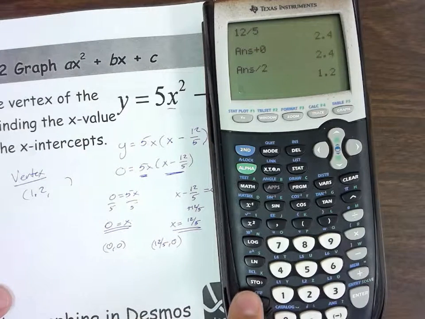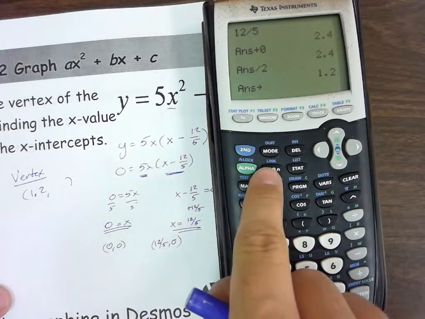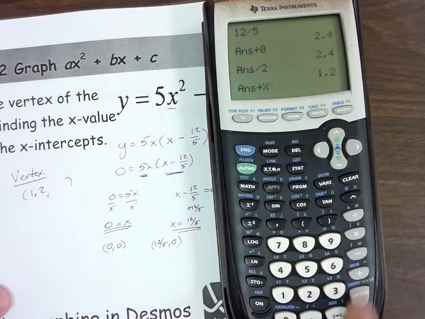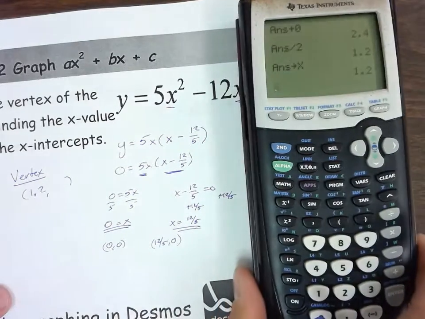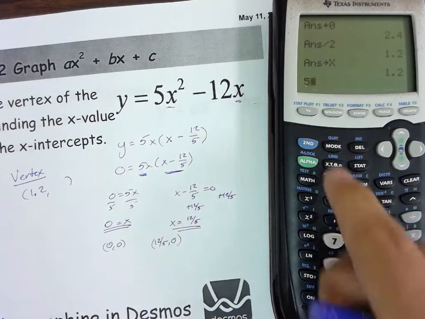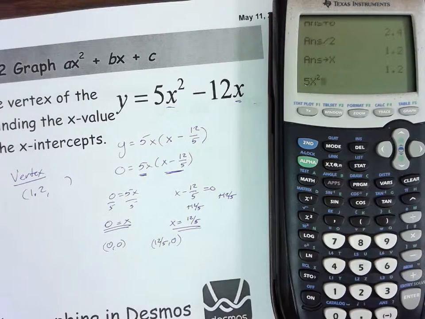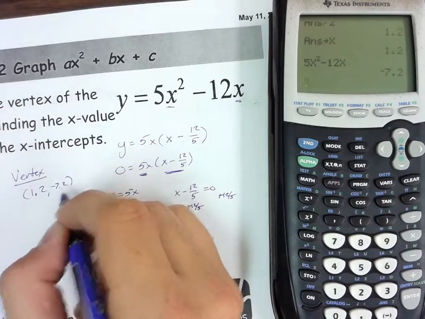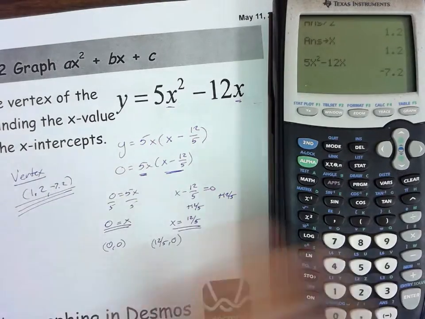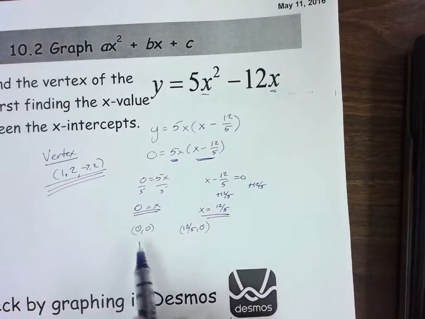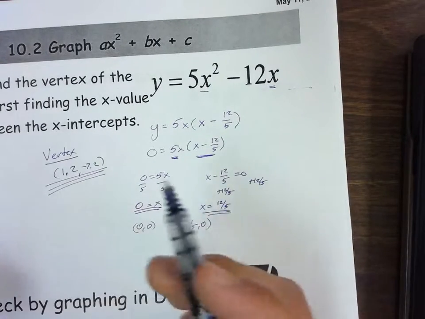We're going to store that using the store button up here to x. Enter. And type in the original equation, which was 5x squared minus 12x. Negative 7.2. There's the vertex. Okay, and again, we could graph it. Plot our 3 points, plot this guy, and off we go.